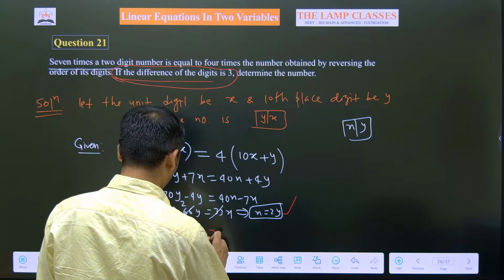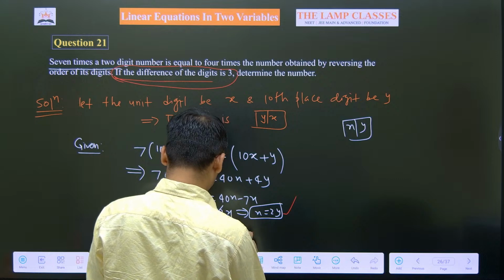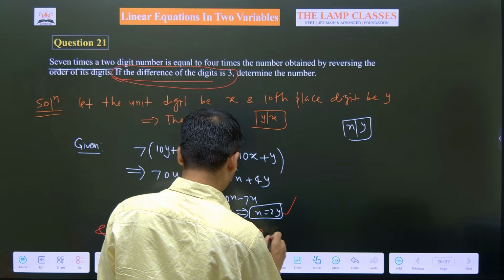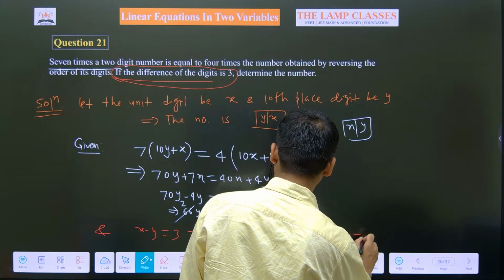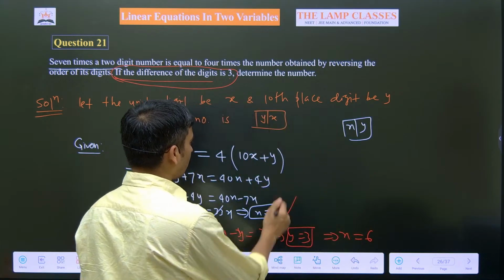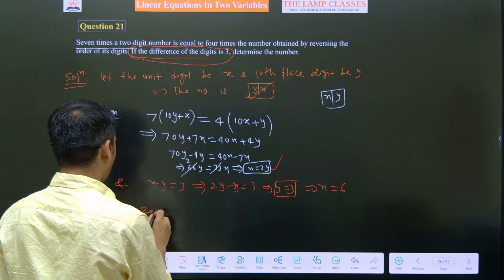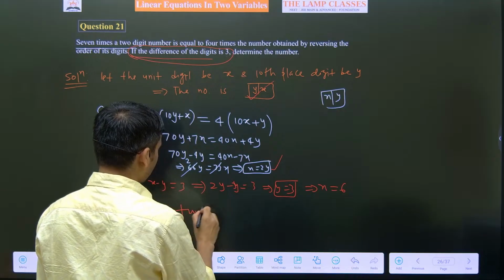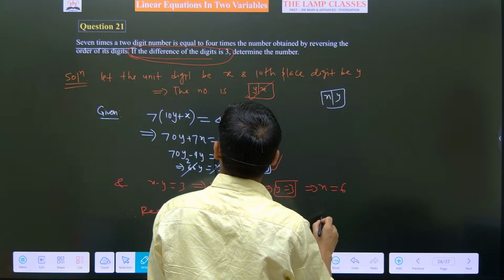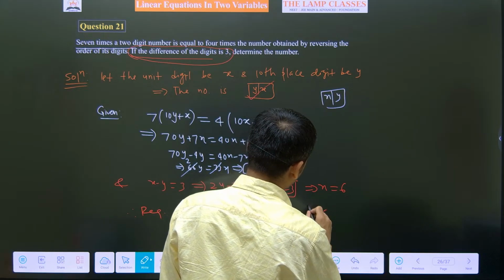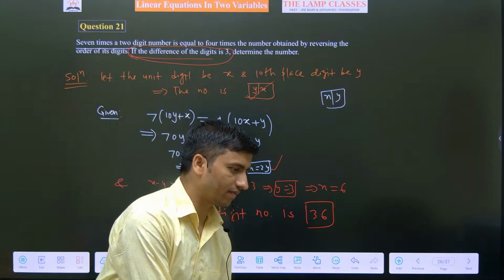Now put x as 2y here. So 2y minus y is equal to 3. So y is 3, and if y is 3, x has to be 6. So this is the original number they are asking. Therefore the required 2-digit number is 36. Yes, most of you have got it right, very nice.